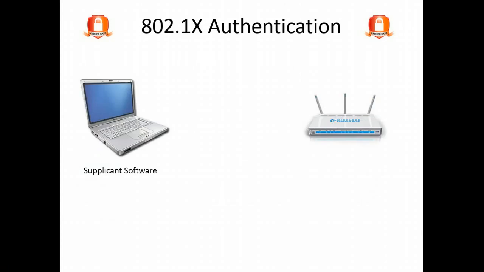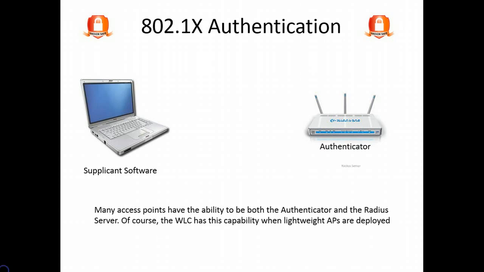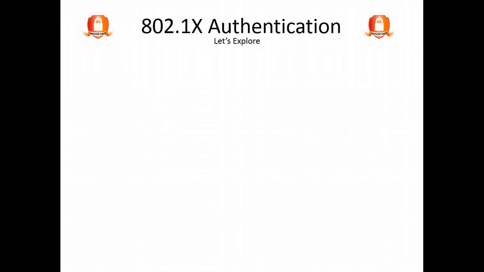Our supplicant software is on our client device, and it's important to understand that if you are using autonomous access points, they have the potential to be both the authenticator and the RADIUS server. Our wireless LAN controller, if you're using lightweight access points, also has the capability of being both authenticator and RADIUS server. So let's explore 802.1x authentication.